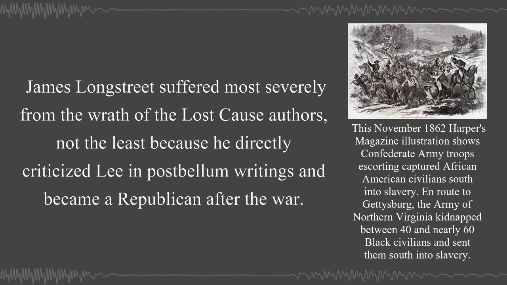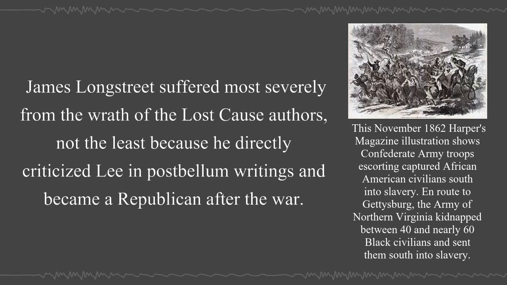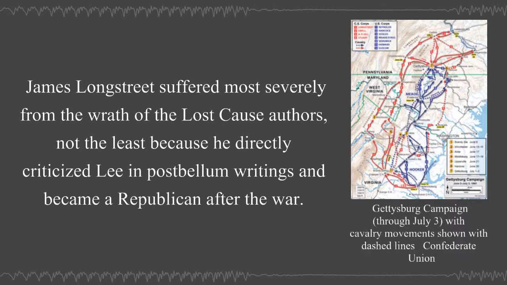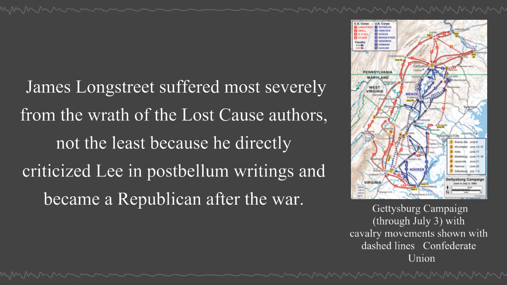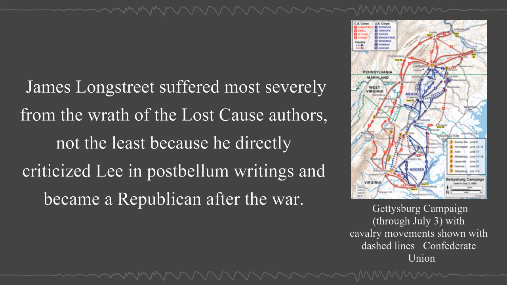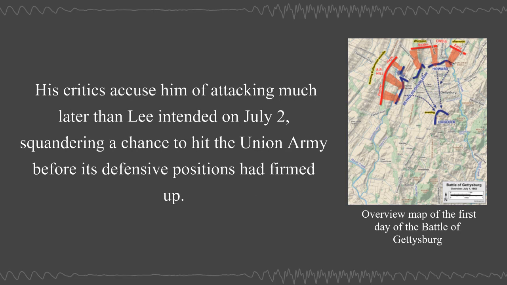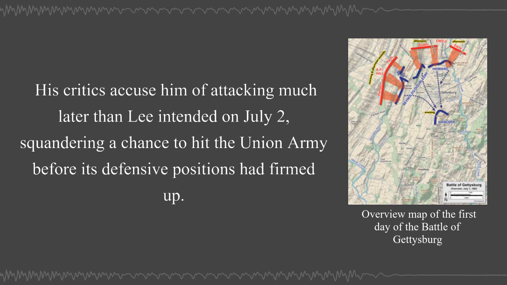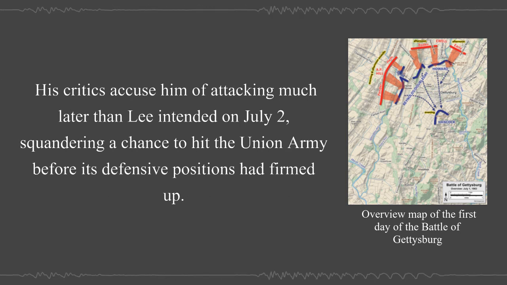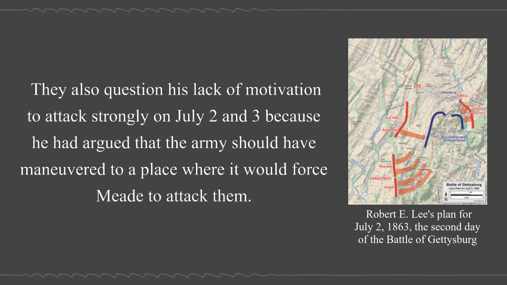James Longstreet suffered most severely from the wrath of the Lost Cause authors, not the least because he directly criticized Lee in postbellum writings and became a Republican after the war. His critics accuse him of attacking much later than Lee intended on July 2, squandering a chance to hit the Union Army before its defensive positions had firmed up. They also question his lack of motivation to attack strongly on July 2 and 3 because he had argued that the Army should have maneuvered to a place where it would force Meade to attack them.